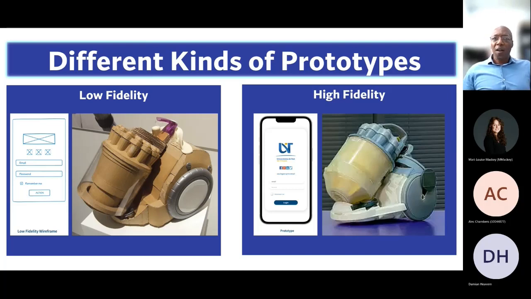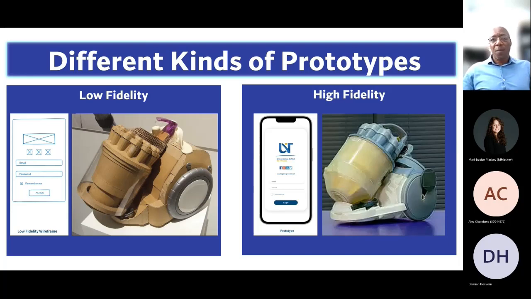The low fidelity wireframe gives the basic layout of the page with nothing more than the boxes representing where the content is being placed. This low fidelity prototype could be used to visualize the layout of the app for initial feedback. On the other hand, the low fidelity physical prototype for the vacuum cleaner is made mostly out of cardboard.